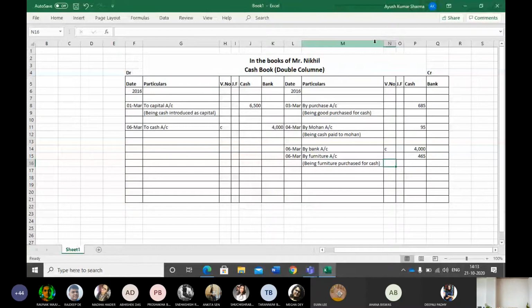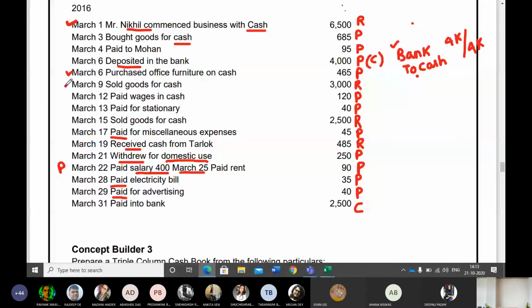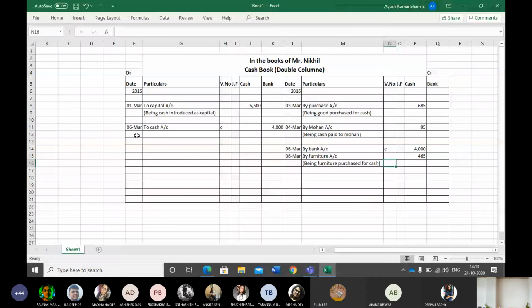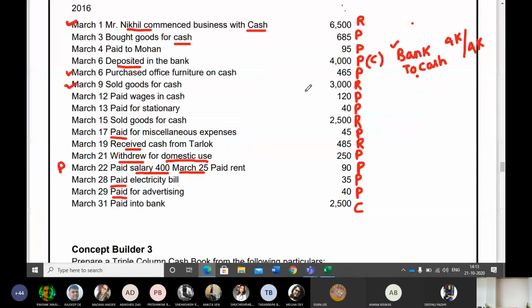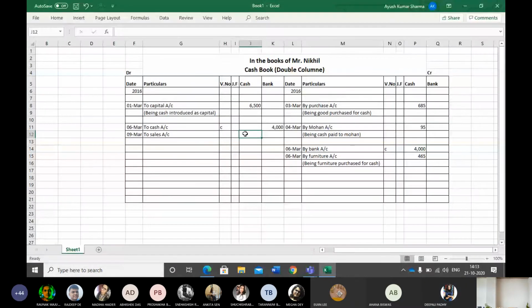Okay, next, 9th March, sold goods for cash. We'll come to the debit side. We'll write date 9th March, to sales account, for cash it was 3,000. So we'll write 3,000 in the cash column. Again narration. In this way we have to complete all this.